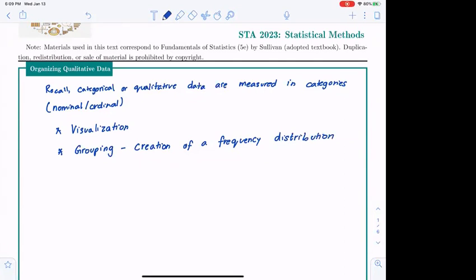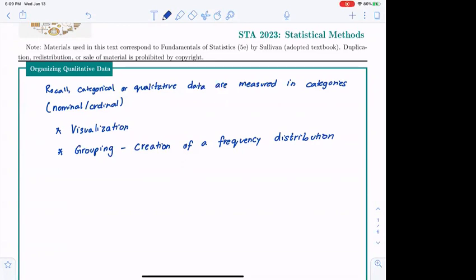So the frequency distribution simply would tell us the frequency of a particular level in a categorical data set. So once we know the frequency, then we can tabulate it in the form of a table. And using that table, we can come up with charts that can be used to visualize the data.